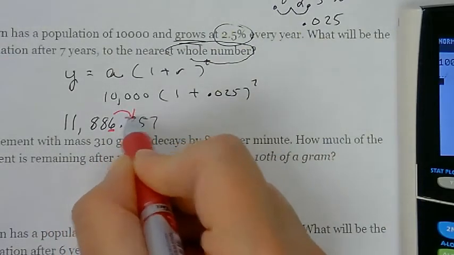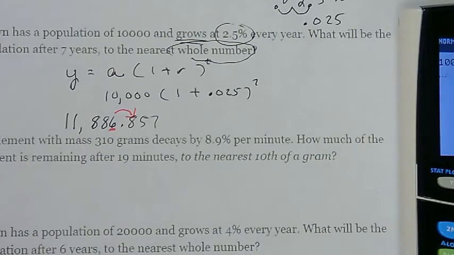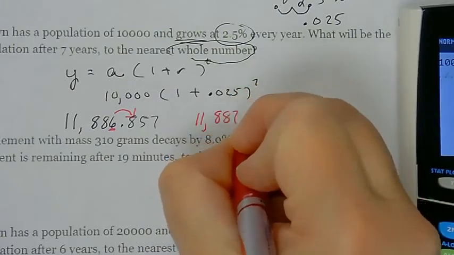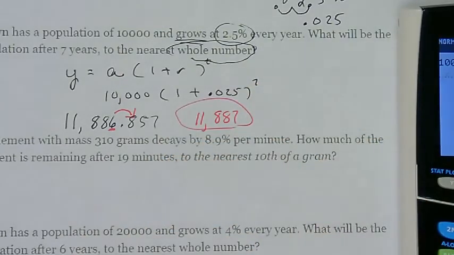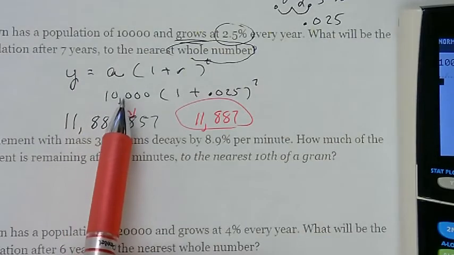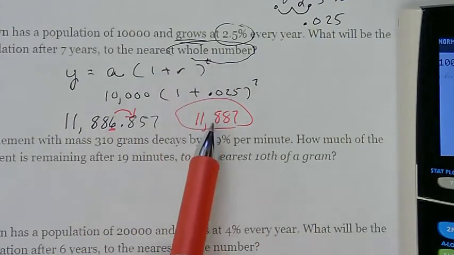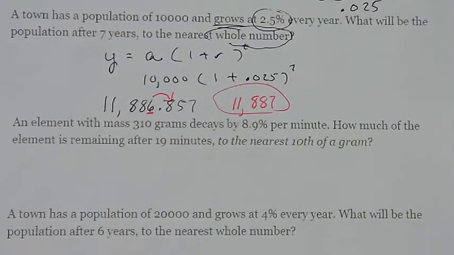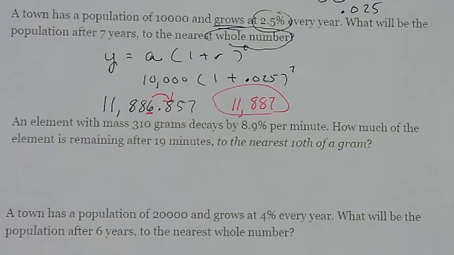So I'm going to look backwards to decide if that 6 is going to stay the same or round up. And in this case, it's going to round up. So my answer would be 11,887. So if I started with 10,000 people and it grows at this percentage rate, this is how many I would have after 7 years. You can see how this would be useful for somebody who works for the city if they wanted to project populations to know how to increase their sewer system or roads or anything like that.